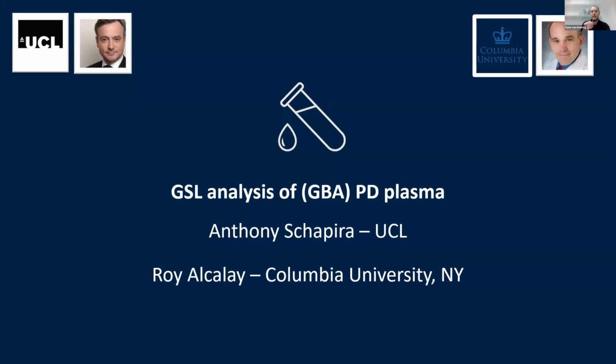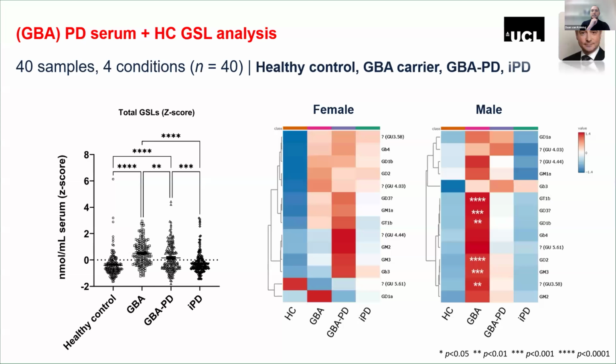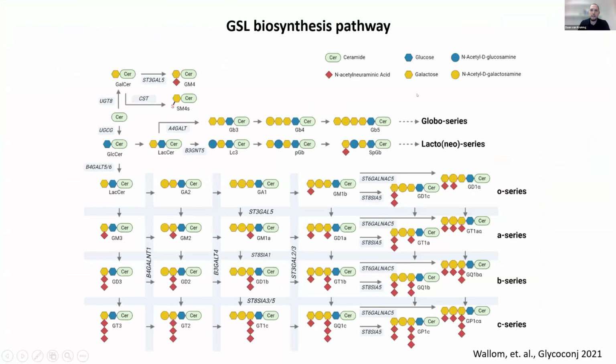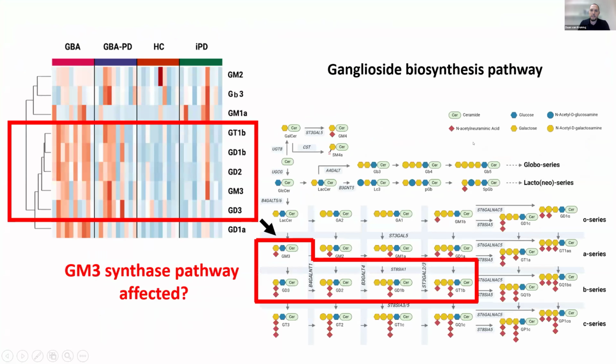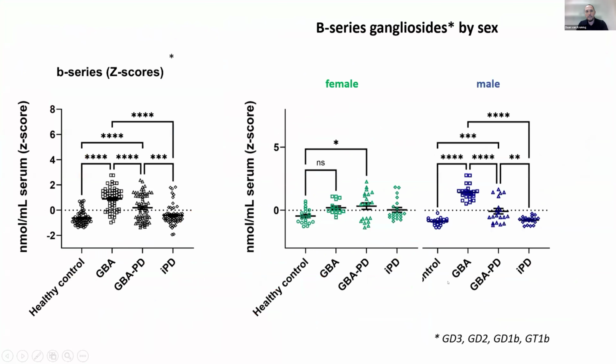So where this all came from, we analyzed GBA PD plasma coming from UCL, from Anthony Shapiro. And what we found initially is that indeed GBA carriers cause an increase in total GSL levels, and that we see that many GSLs are upregulated. We saw, however, that there was quite a strong gender effect there. If we look closer to the biosynthesis pathway, we see that mainly certain parts of the pathway are affected, and we see that the gender effect is also very prominent there.